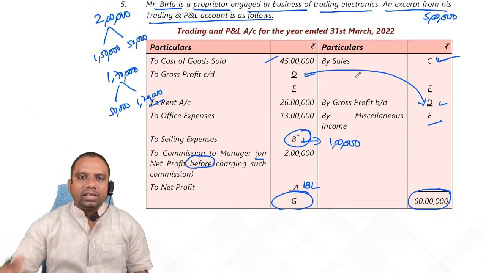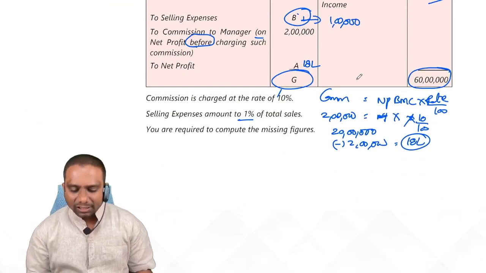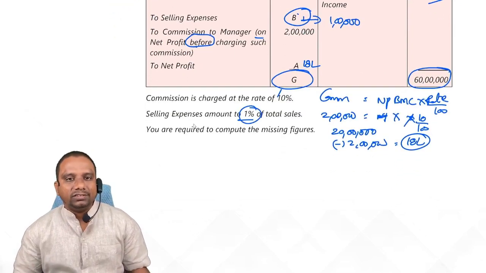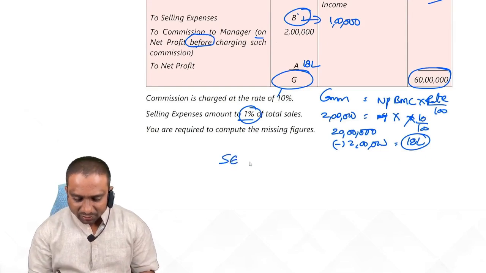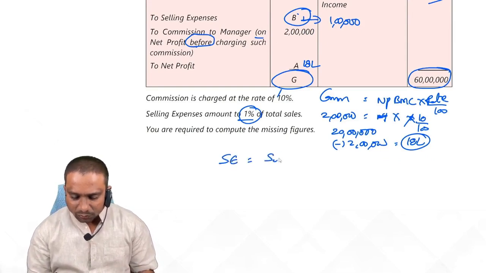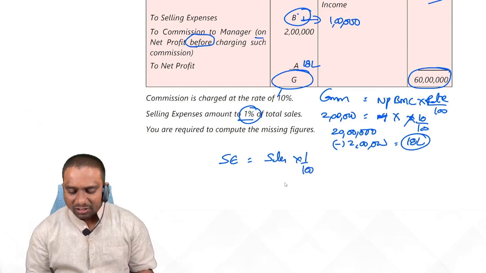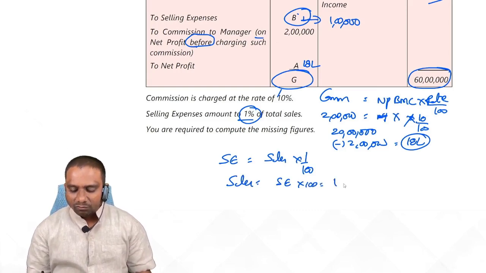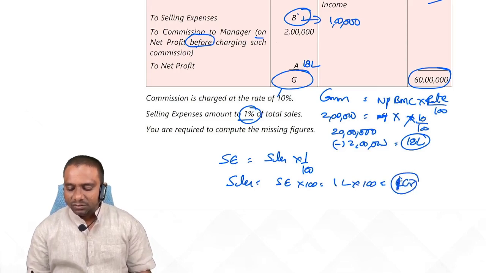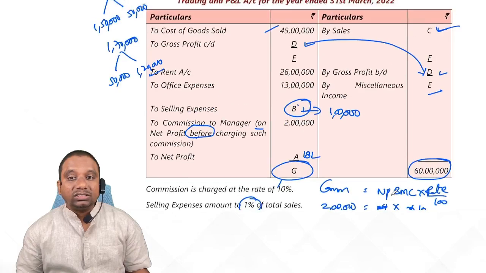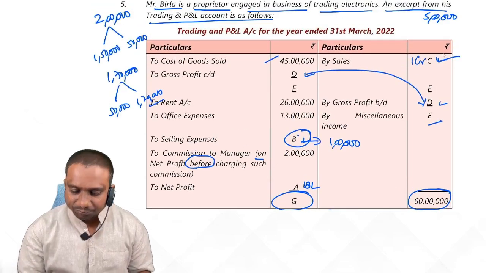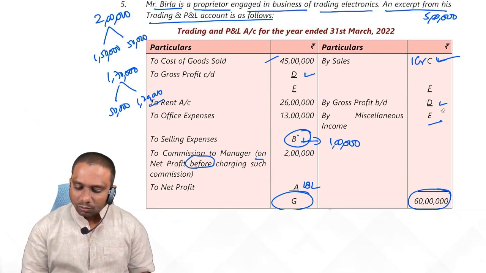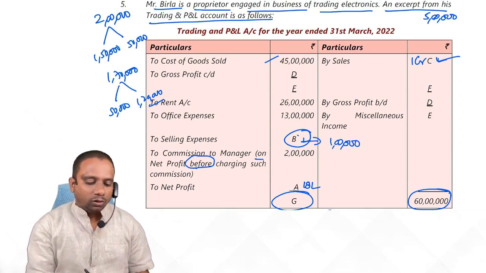After getting B you can calculate sales. See, selling expenses are 1% of total sales. Selling expenses are sales into 1 by 100. Nothing but sales is equal to selling expenses into 100. Means 1 lakh into 100, that is equal to 1 CR. Yes or no? Sales are 1 CR. Observe, 1 crore is your sales.